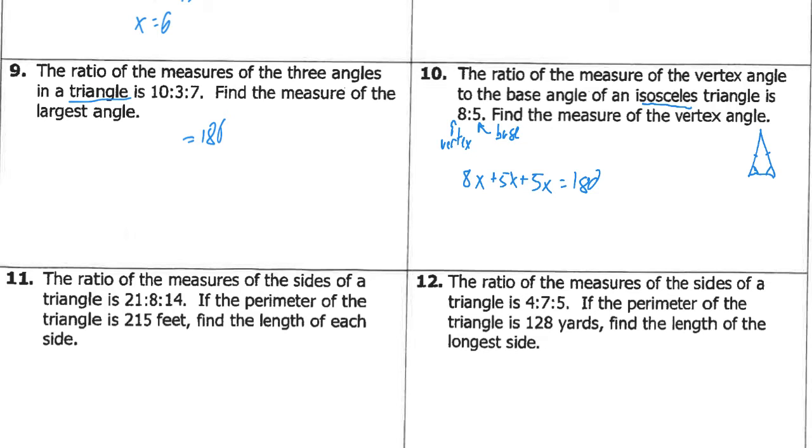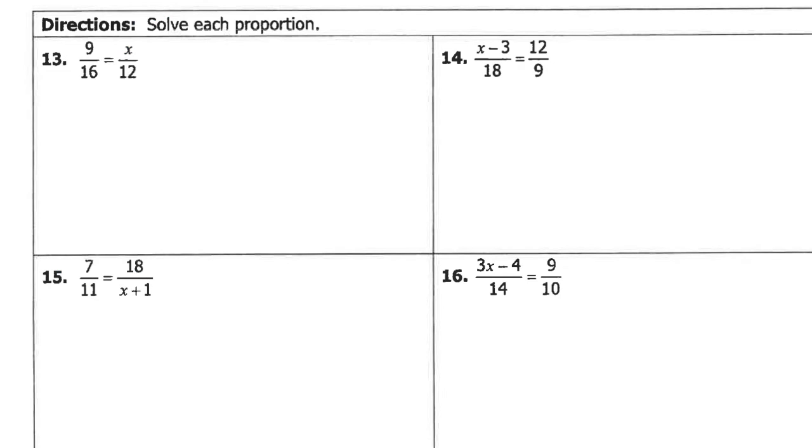Number 11 is talking about the perimeter of a triangle. So you just set it equal to 215 instead of equal to 180. So moving on to number 13, these are a lot like the previous assignment as well. You just need to cross multiply. So 9 times 12 and x times 16.